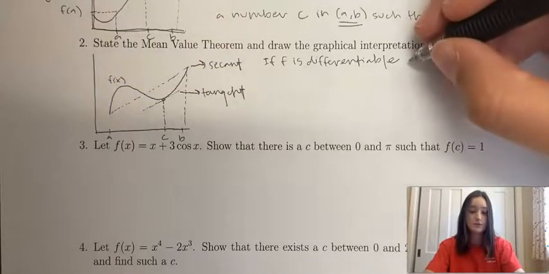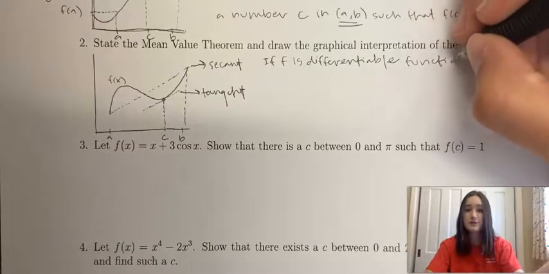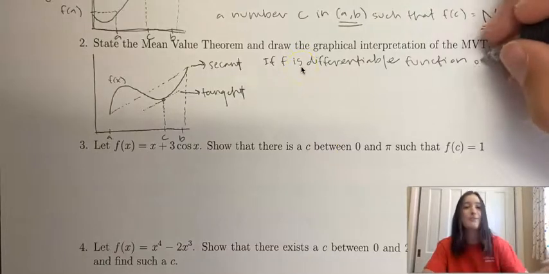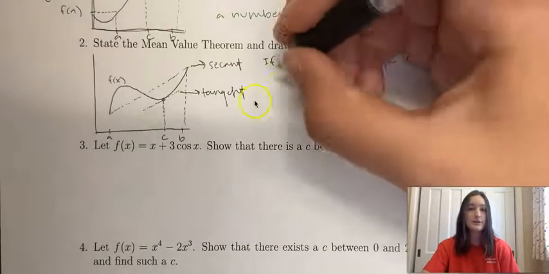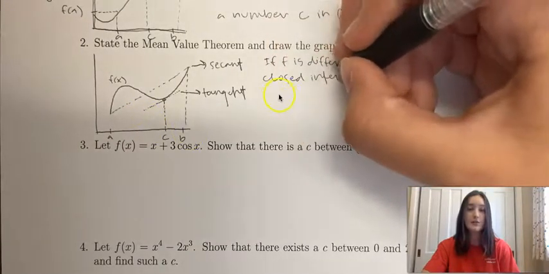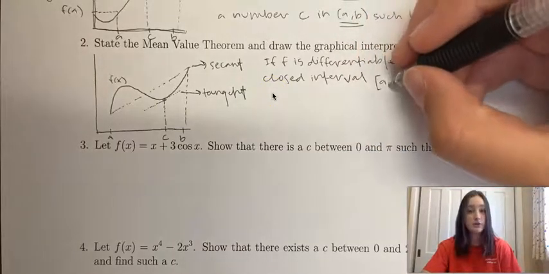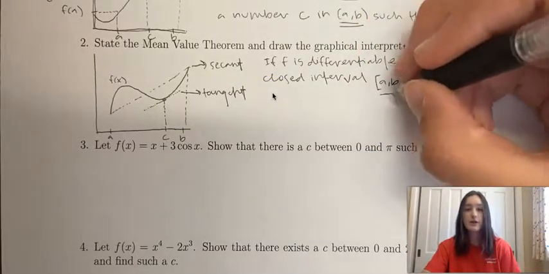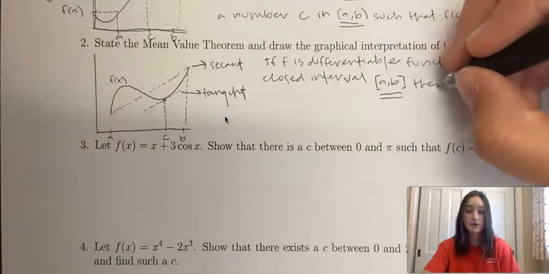If f is differentiable, well, if it's a differentiable function, I left out that a right there, on A to B. So I'm going to write that out. And what I wrote here was if it's a differentiable function on the closed interval A to B, and I'll point that out later, but let's just move on to the next part.